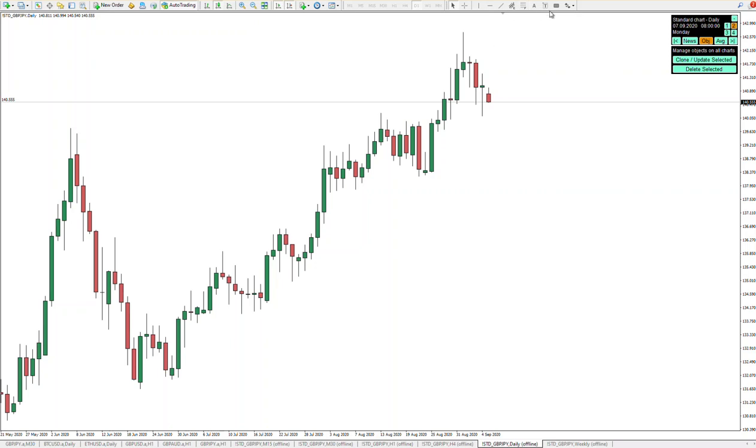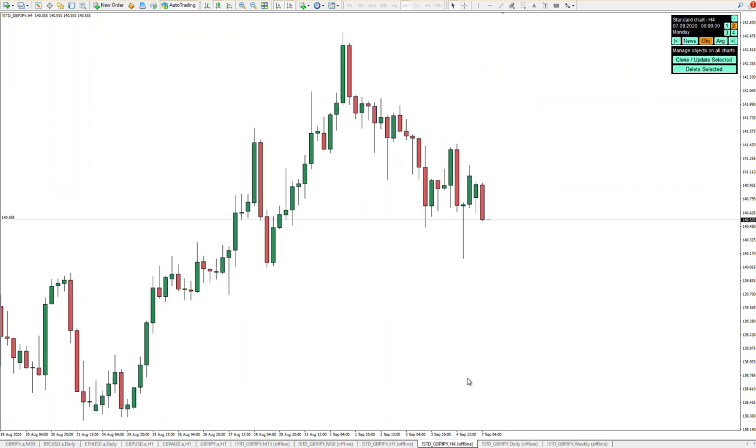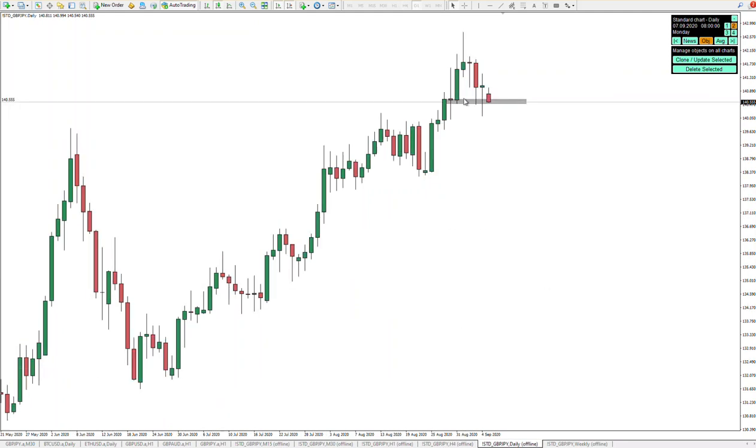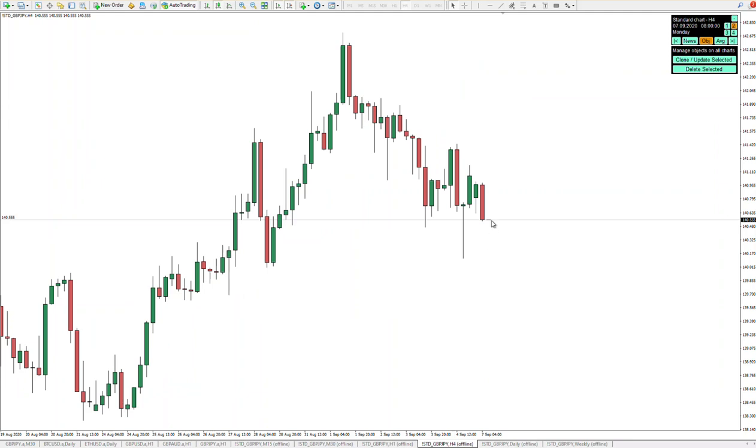Currently, this support is tested. How does that look on H4? It's like this. That's nice. We see the test of the daily support, but on H4, this candle closed already, and it broke this resistance.